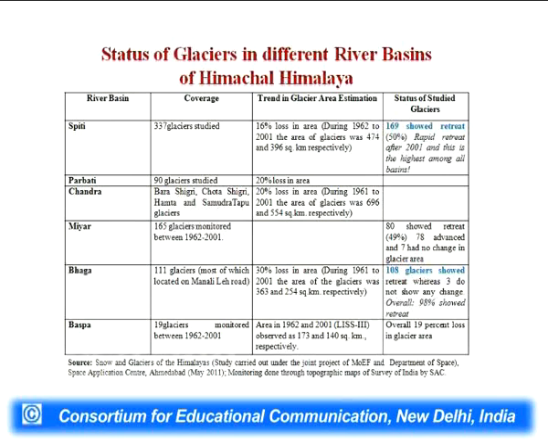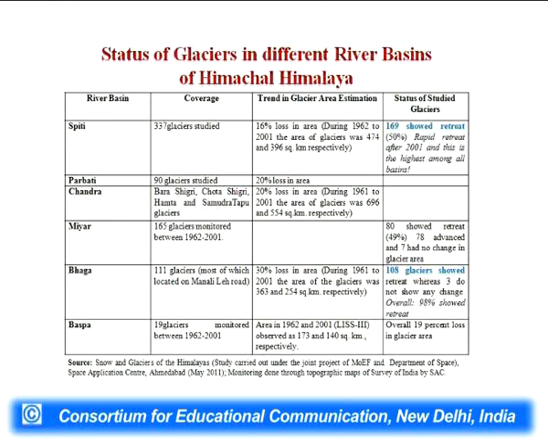So, 7 had shown no change in the glacier area. So, this is one exception: 78 glaciers are showing an advancing trend. As far as the Bhaga is concerned, 111 glaciers have been studied, most of which are located on the Manali and Leh road. A 30% loss in area has been noticed from 1961 to 2011.